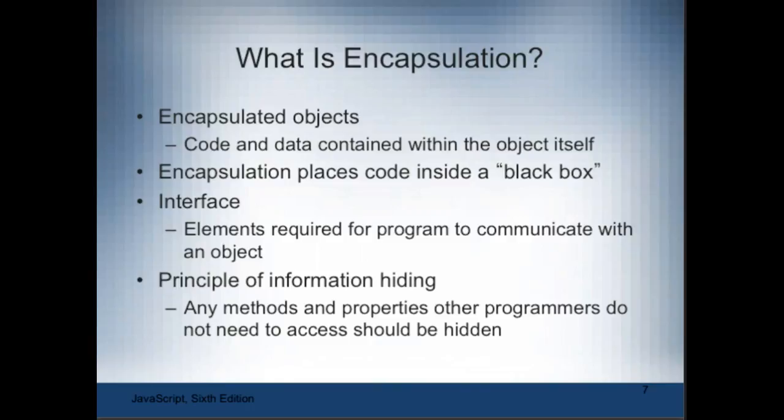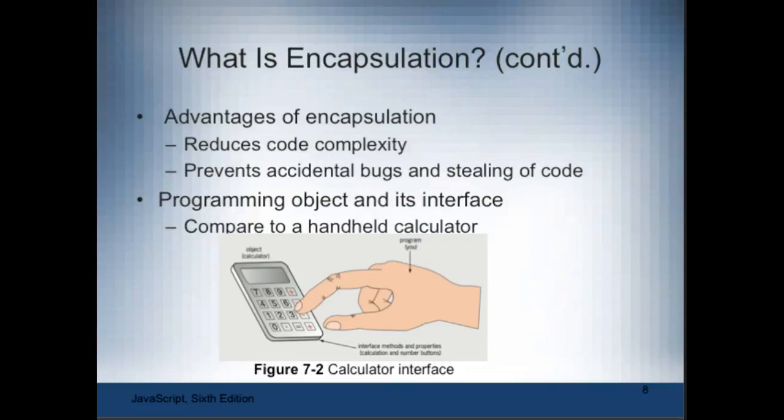Encapsulation places code inside what programmers like to call a black box. When an object is encapsulated, other parts of the program cannot read or modify the code itself. All internal workings are hidden. When you include encapsulated objects in your programs, users can see only the methods and properties of the object that you allow them to see.